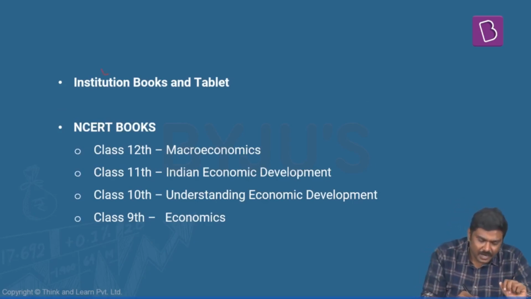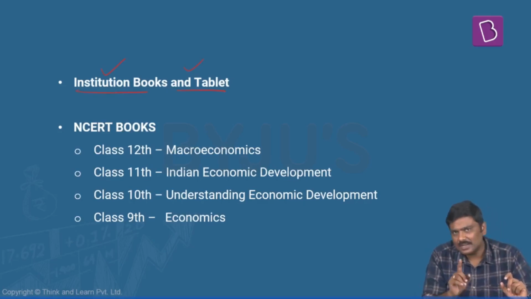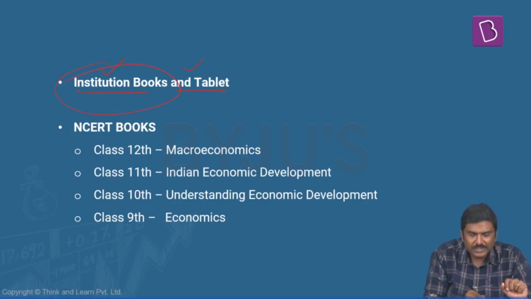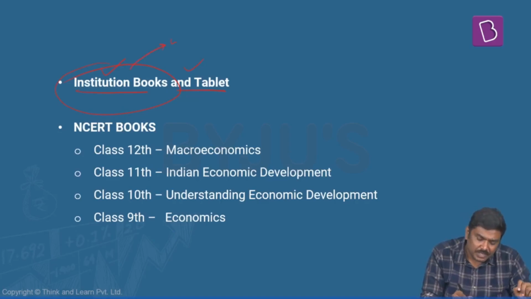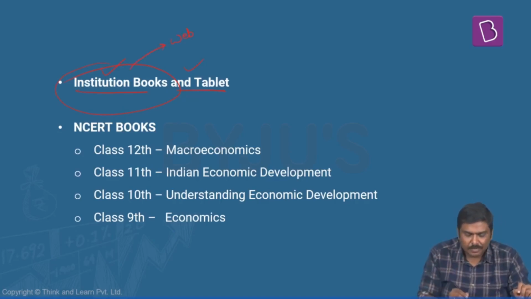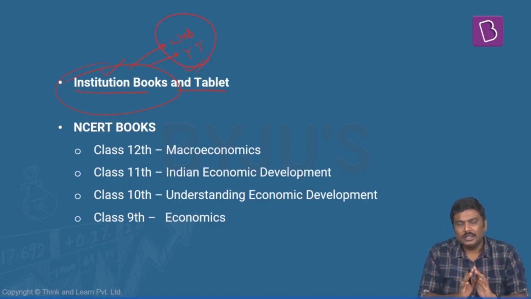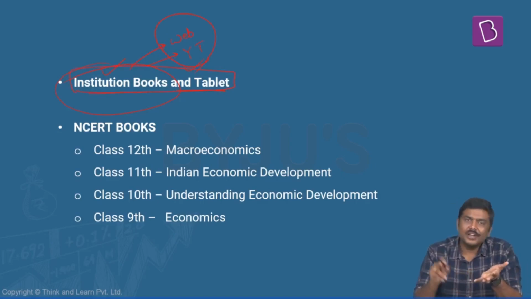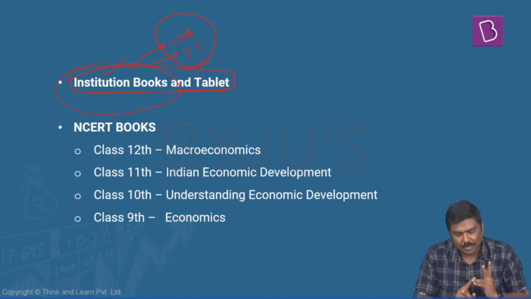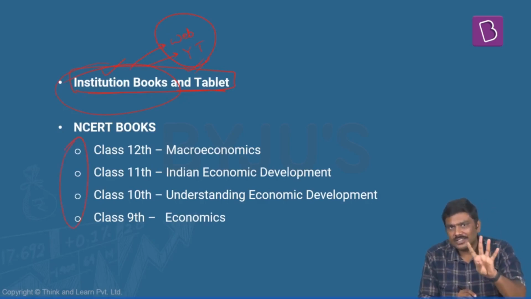With respect to static as well as dynamic, you can refer to the institution books as well as the tablet. The books will take care of the static part for you. The webinars will take care of the dynamic part. The YouTube videos will also take care of the dynamic part. So institution books as well as the tablet are important for understanding the static part as well as the dynamic part. Now, in terms of the static part itself, my recommendation is please read these 4 NCERT books.